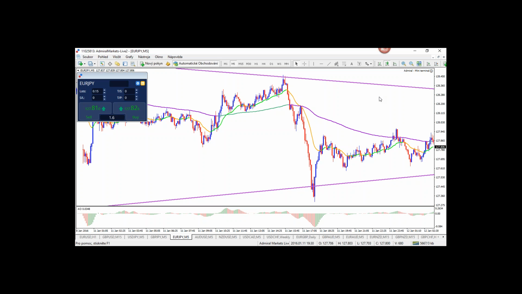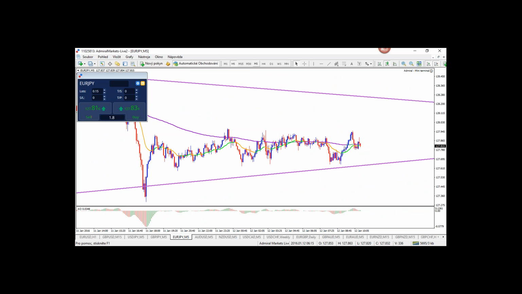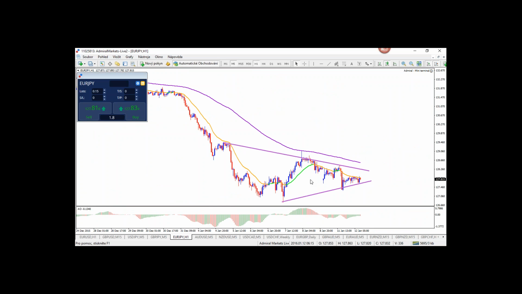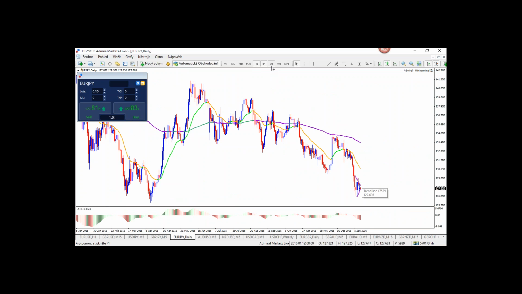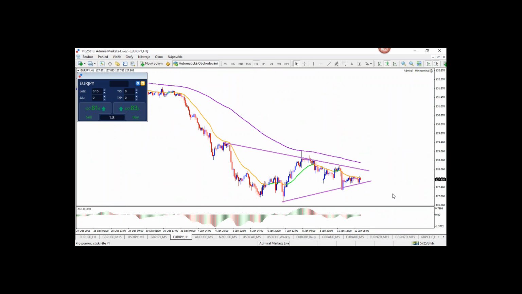Anyhow, now it's a bit of a consolidation. Triangle, downtrend, 4 hour. Let's take a look at the daily. Daily, just like the dollar yen, has a bit of a bottom here, but it's still not that close. All right, let's go back to the 5-minute chart.